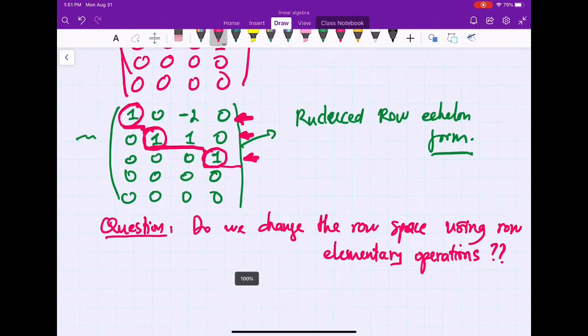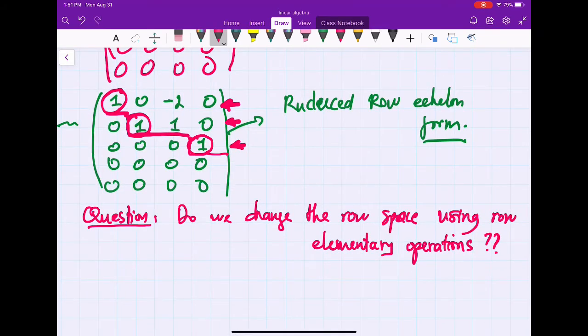If row elementary operations change the row space, then we don't have a right to do that. But if row elementary operations do not change the row space, yes, we may choose these three rows to form a basis for the row space. Does that make sense? Fortunately, the answer for this question is no. Row elementary operations don't change the row space, because when we do row elementary operations, we only use linear combinations of rows. That means we are still in the space generated by rows. Does that make sense? So we will not change the row space.